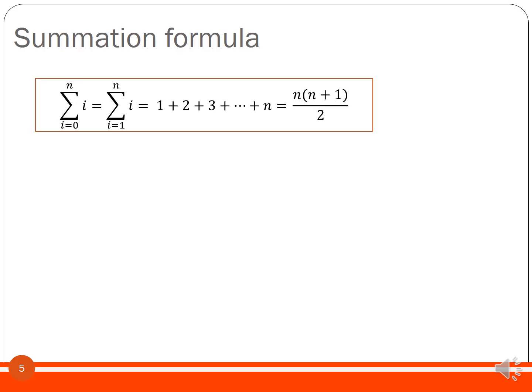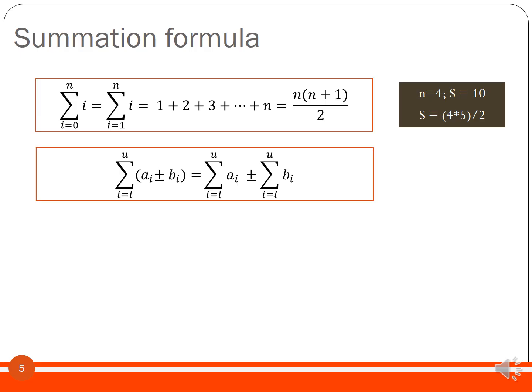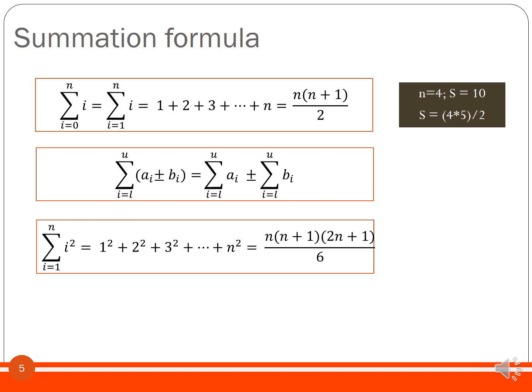To simplify execution counts, we use the standard summation formulas. For example, the sum of the first n natural numbers is n multiplied by n plus 1, divided by 2. Similarly, the sum of squares of the first n natural numbers is n multiplied by n plus 1, multiplied by 2n plus 1, divided by 6. So these formulas make complexity analysis much easier.